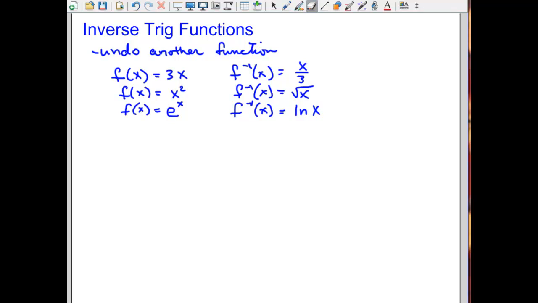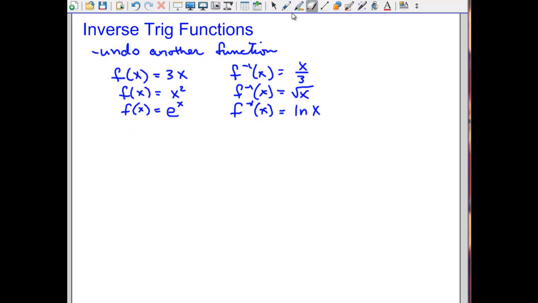Inverse functions undo another function. So I've shown here a few simple functions. A linear function here, f of x equals 3x. If we want to undo times multiplying by 3, we divide by 3, so this would be our inverse function. If we're squaring, we square root, and we learned in our chapter on exponentials and logarithms, to undo an exponential function, we take the log of that base.